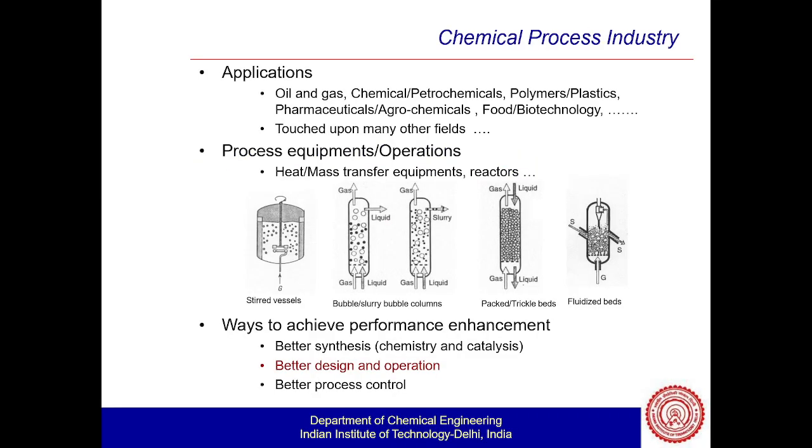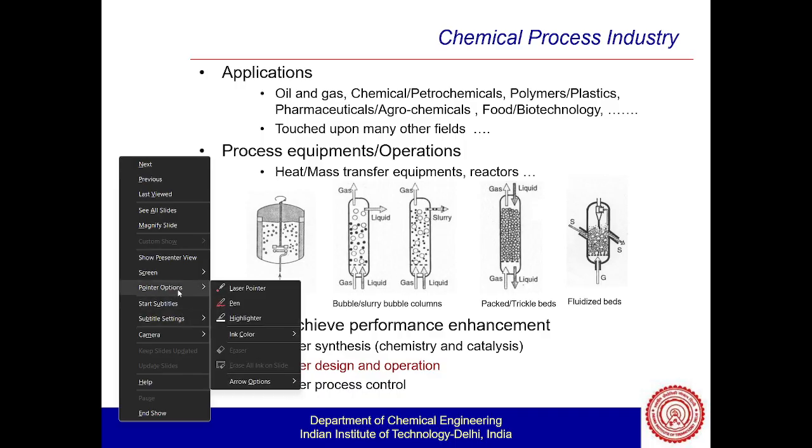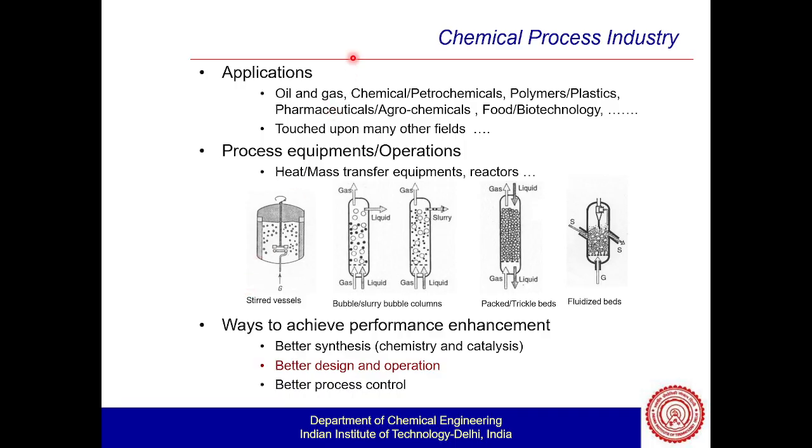Therefore, we are going to discuss about what are the different aspects and how we use CFD in the chemical process industry. And in chemical engineering process industry, we see that there are different applications like the oil and gas, chemical, petrochemicals, polymers, plastics, pharmaceuticals, agrochemicals, food and biotechnology. And there are other fields also, with various applications of these kind of things.